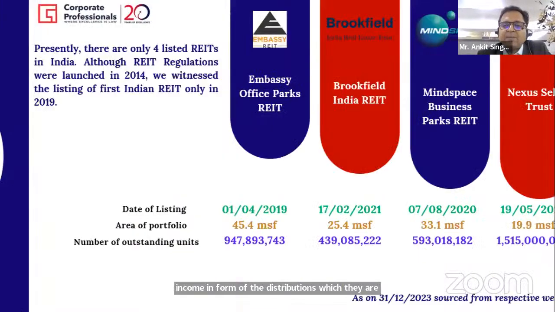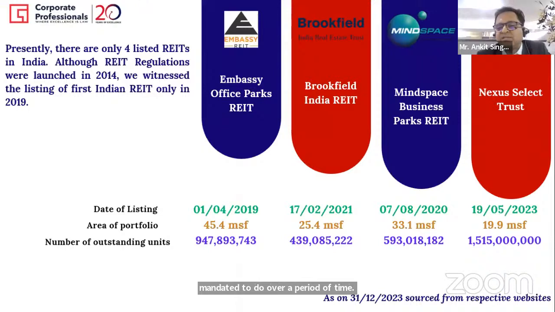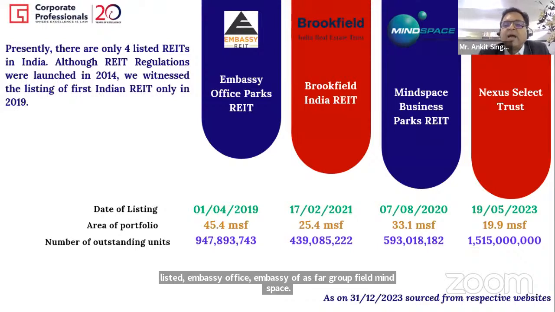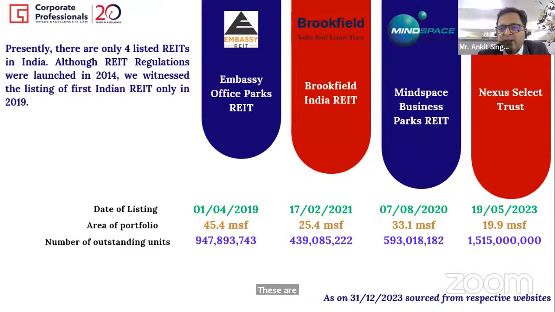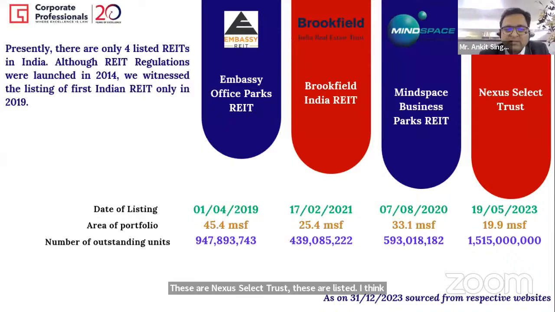Existing REITs in India: there are five registered in total, but out of them, four are listed REITs. Embassy Office Parks, Brookfield, Mindspace, and Nexus Select Trust. These are all listed. Apart from Nexus Select Trust, which is purely into management of commercial malls, all others are basically into office spaces as of now.